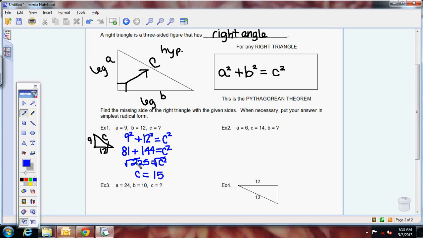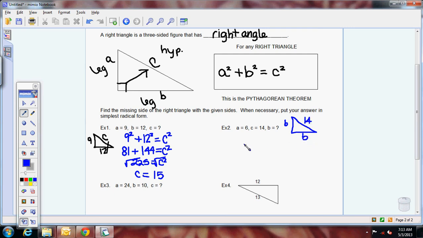So in this section, this is why it's really important to remember those perfect squares. It's going to make your life so much easier. All right, let's try this one. So we have our triangle. If you need to draw it, you can. So A is 6, C is 14, and we don't know what B is.